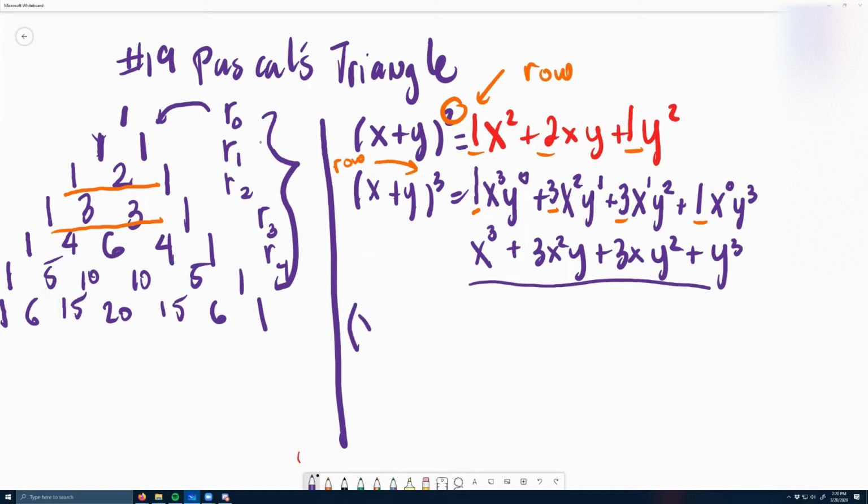We can go any further. X plus y to the 4th power. In a typical class, what do these rows mean? So again, the rows refers to the rows of this triangle. Row 0 is this row. They refer to the coefficients of each of these polynomials that are multiplying.